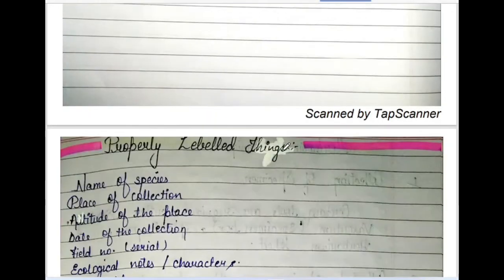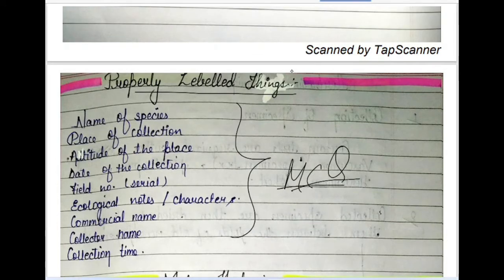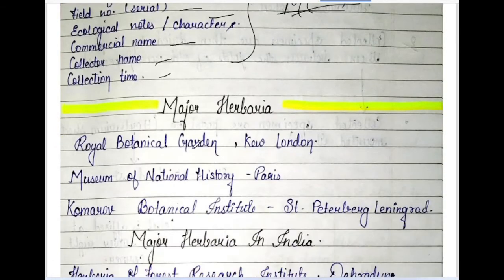Now, what are the labels? These are all important, for the board exam and also for MCQs. Name of species, place name, altitude of the place, date of collection, field name, ecological notes or characters, commercial name, collector name, collecting time. All these labels are necessary.